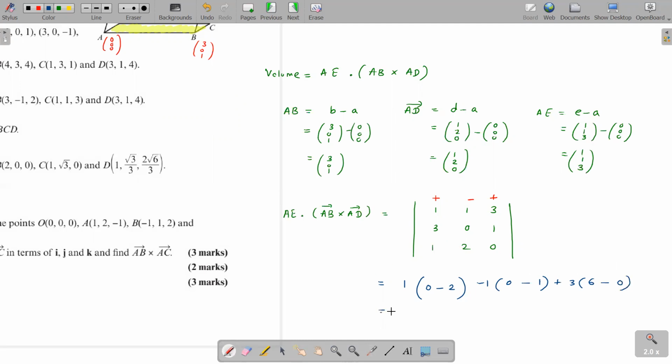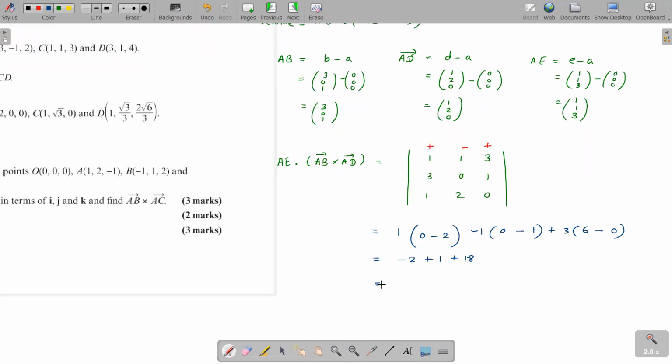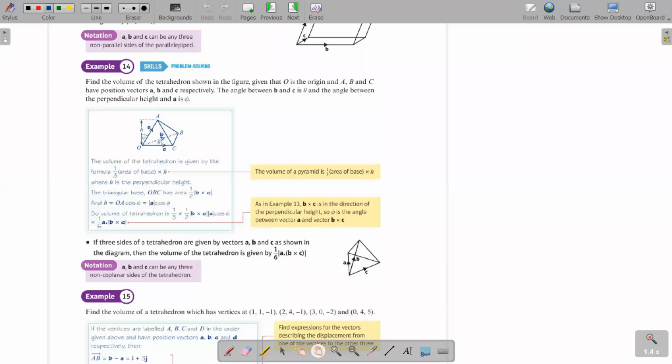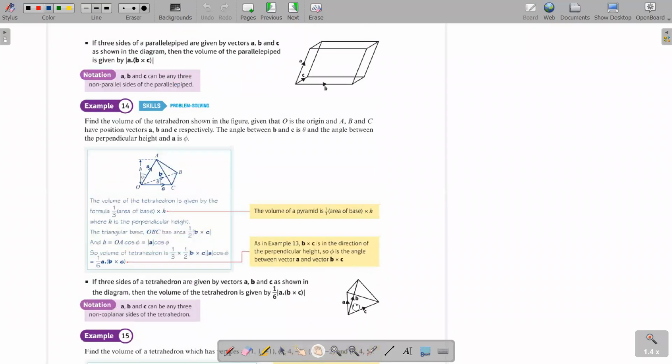So what do we get here? Minus 2, plus 1, plus 3 times 6 is 18. So how much do we get here? 18, 19. 19 minus 2 is 17. So this is the volume of the parallelepiped. Is this clear? Okay, then we move to the next part.